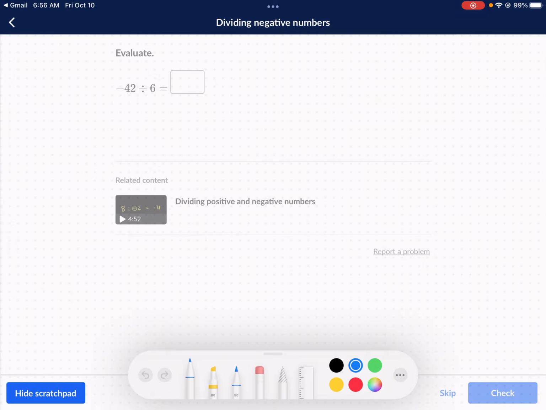Division often gives people some problems because they have to think backwards. Essentially what this is saying is it's this problem: negative 42 equals 6 times what number? So if you know your multiplication tables, this isn't so bad. You know that 6 times 7 equals positive 42.